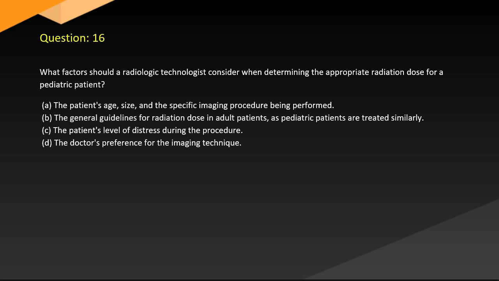Question 16. What factors should a radiologic technologist consider when determining the appropriate radiation dose for a pediatric patient? A. The patient's age, size, and the specific imaging procedure being performed. B. The general guidelines for radiation dose in adult patients, as pediatric patients are treated similarly. C. The patient's level of distress during the procedure. D. The doctor's preference for the imaging technique.